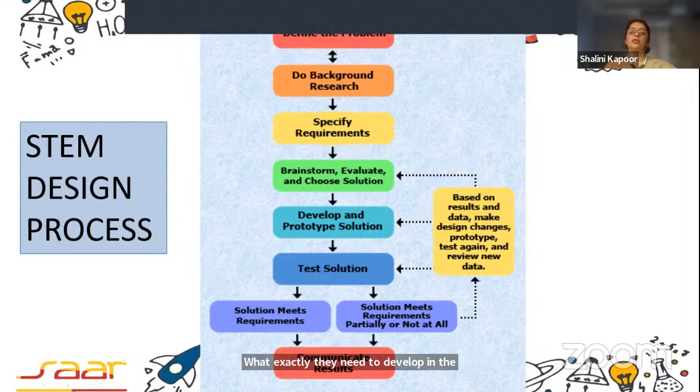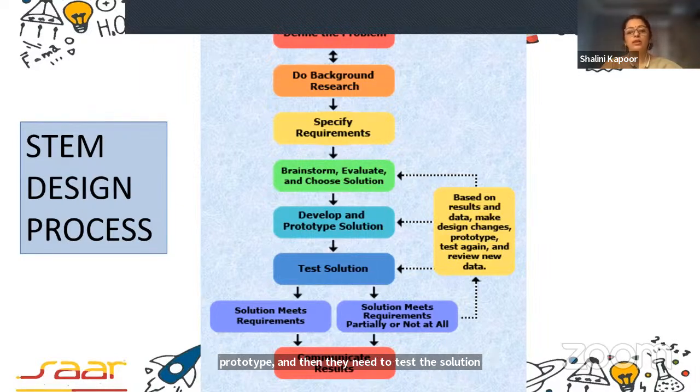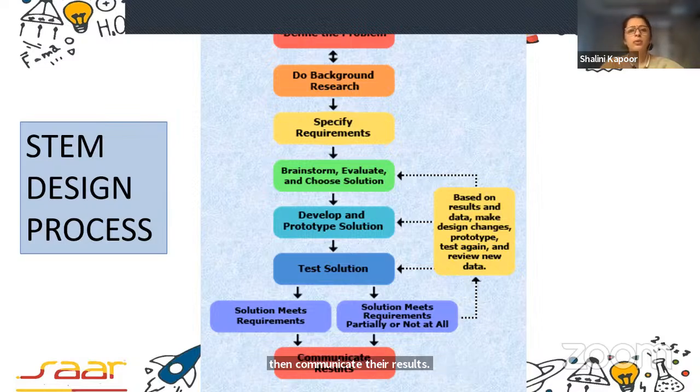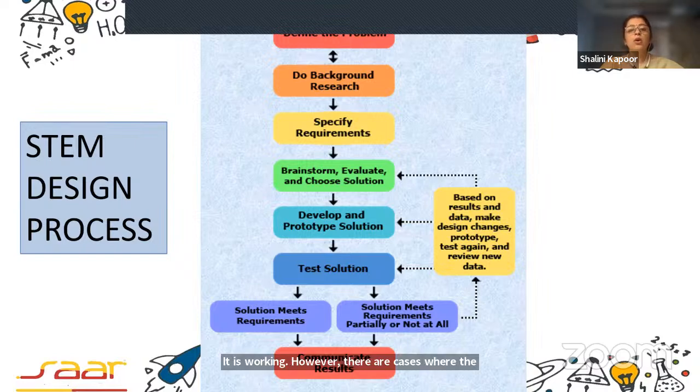After a clear drawing has been made, like you just did, teachers, the children will also have a clear idea of what they need to do and how they need to make the prototype. And then they need to test the solution. If the solution meets requirements, that is wonderful. They will just stick with that solution and then communicate their results, that this is what I have done and this is how I feel it is working. However, there are cases where the solution may not meet all requirements, or they may not meet maybe a couple of requirements from the testable objectives.